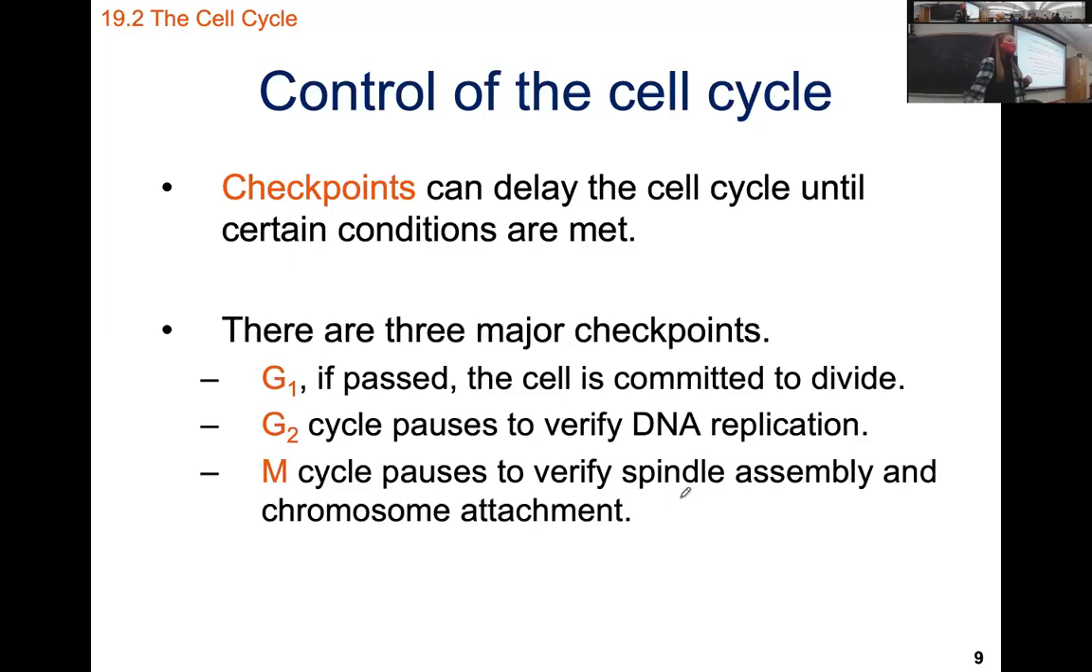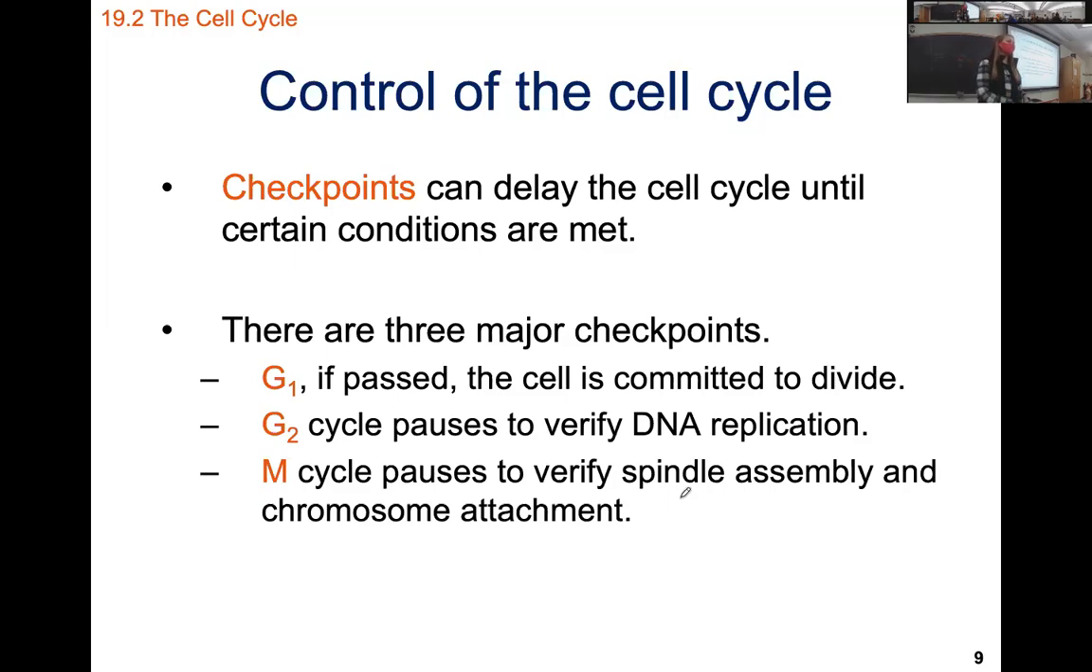The first one is called G1. And if you pass that one, the cell is committed to divide. Or you could look at this in steps of a relationship, right? You're dating someone, you're like, man, if we've dated for this long, I'm going to commit to this person, right? We've committed to divide. Then you've got the G2 checkpoint, which pauses to verify the DNA replication. So once we get to G2, we're going to make sure that our DNA was replicated. We want to make sure that we've got enough DNA to make a new cell, so that the new cell has the DNA that we need.